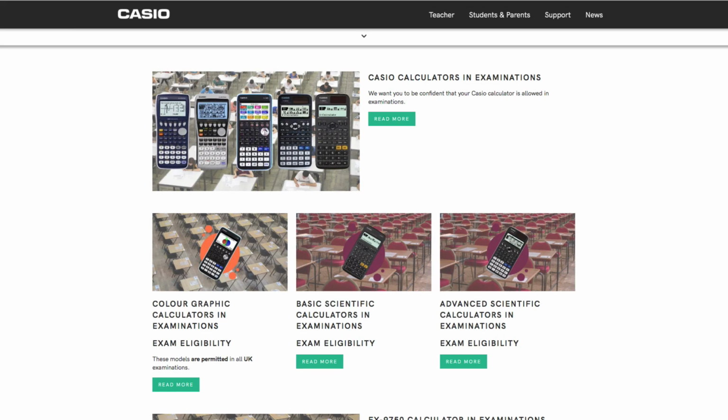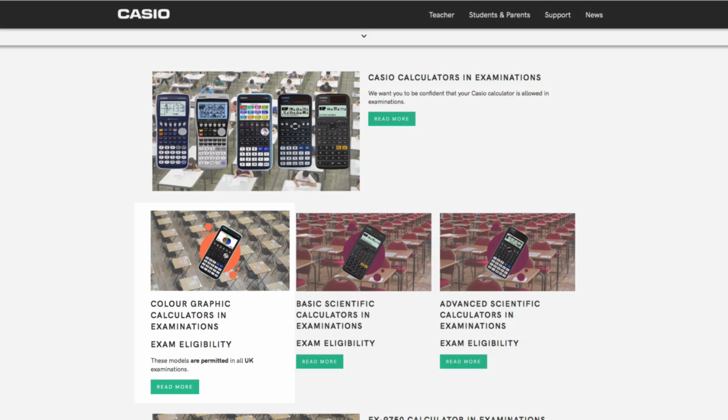Casio Education UK has created a new website, Casio Calculators in Examinations, to help us discover in what qualifications their calculators are allowed. Now, I imagine that Casio Maths UK, as well as indeed the calculator guide, gets many questions asking, is such and such a calculator allowed in a particular exam? So hopefully this is going to answer many of those questions for you.